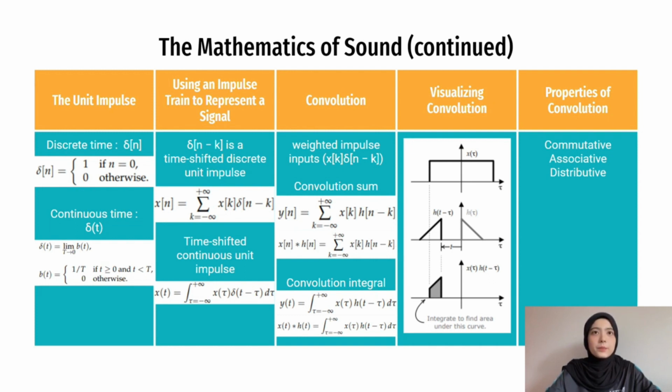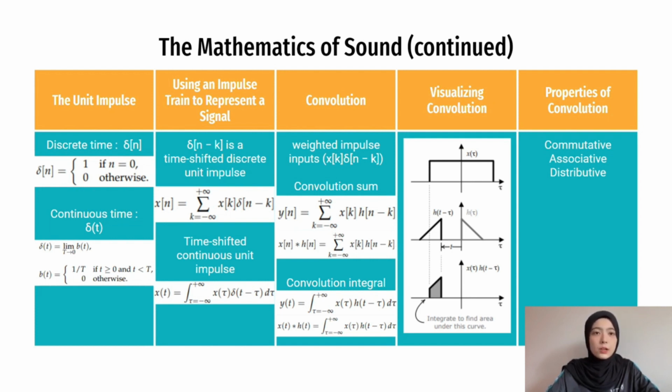In continuous time, everything works the same as discrete time, but the only difference is the summation becomes an integral and needs to include the differential. Visualizing convolution. There are four steps, which is plot x of tau. This symbol means the variable, and then plot h of t minus the variable.